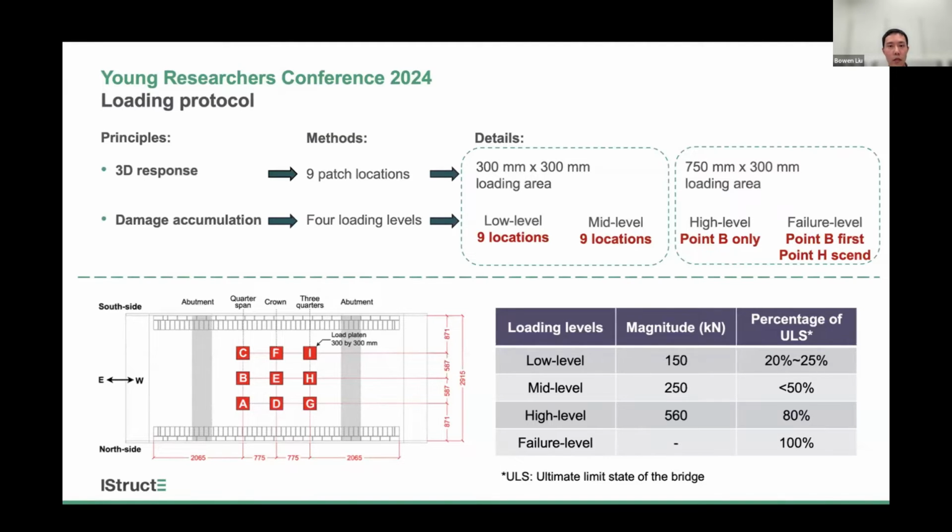Then we increased the load to mid-level and applied it to all of these 9 locations. The high-level and failure-level loads were only applied to point B and point H at the central line over the quarter span or three-quarter span of the arch barrel.